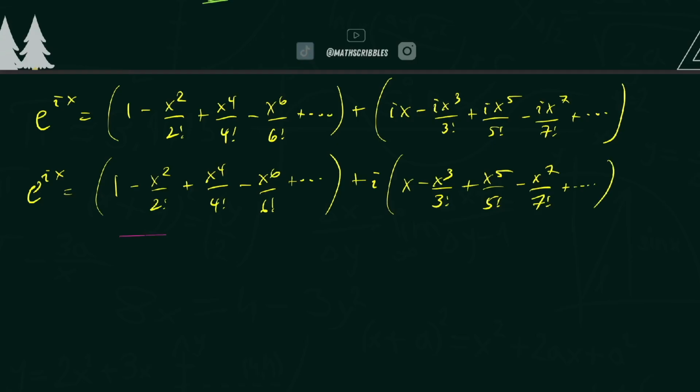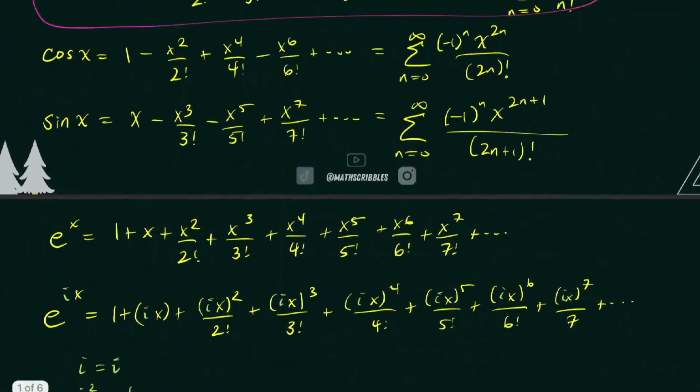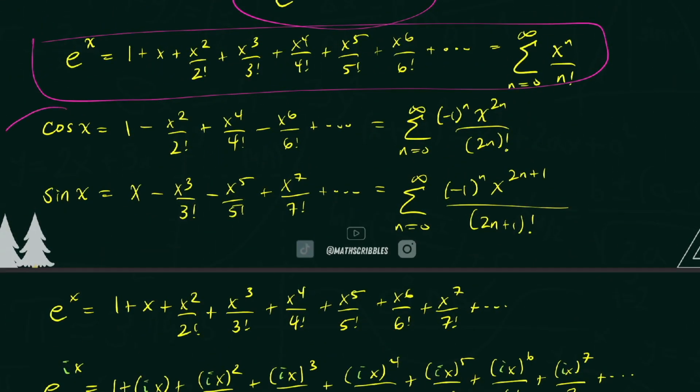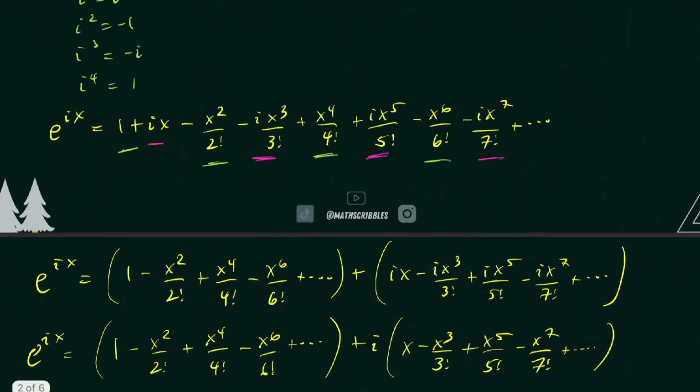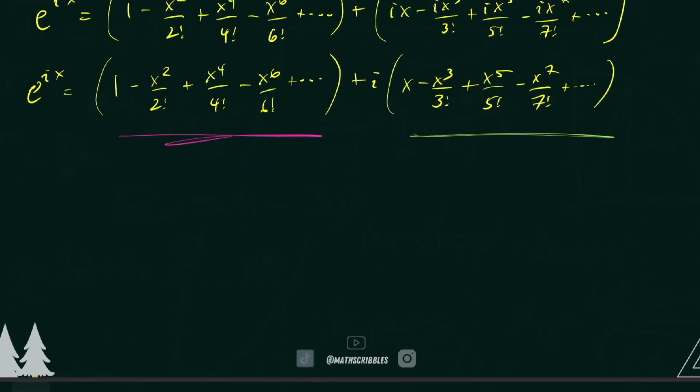Now, I'm not sure if you recognize these series, but these were the Maclaurin series that I introduced in the very beginning. So if I scroll back up, let's start with the ones with the even powers. The ones with the even powers are the same values that we have for cosine of x, and the ones with the odd powers are the same for the sine of x. So we're just going to rewrite our series as e to the ix is equal to cosine of x plus i sine of x. That's pretty cool. And you'll notice that this is basically the Euler formula.